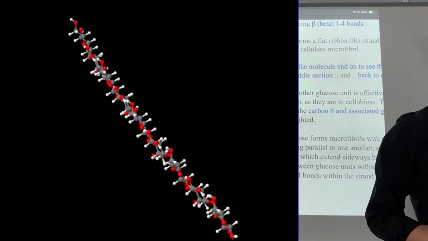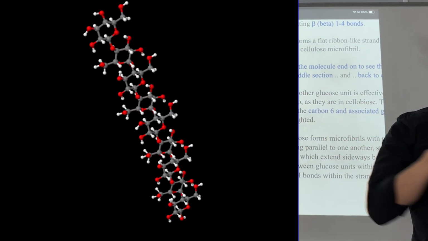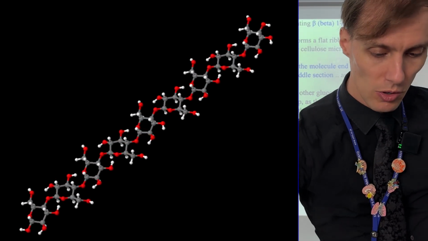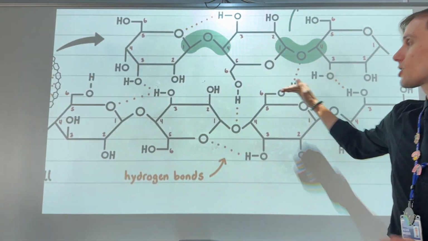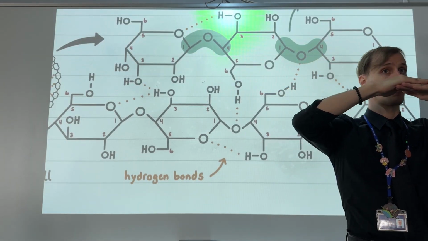It's not helical, it's linear, or like as in these sheets. It's also unbranched. Now, why is this going to be relevant? Cellulose is actually going to be multiple sheets stacked on top of each other.